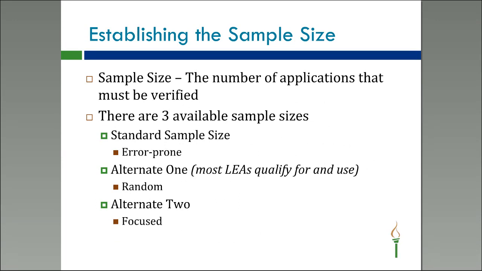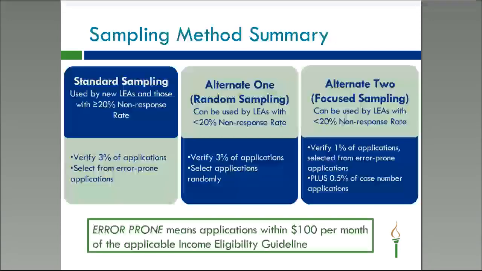After you've counted your applications, you're ready to calculate your sample size. There are 3 available sample sizes or sample methods that we'll discuss. The first is the standard sample size, also called error-prone. Next is alternate 1, or random, and most LEAs qualify for this one and they'll use this sample method. And the last is alternate 2, which is also called focused.